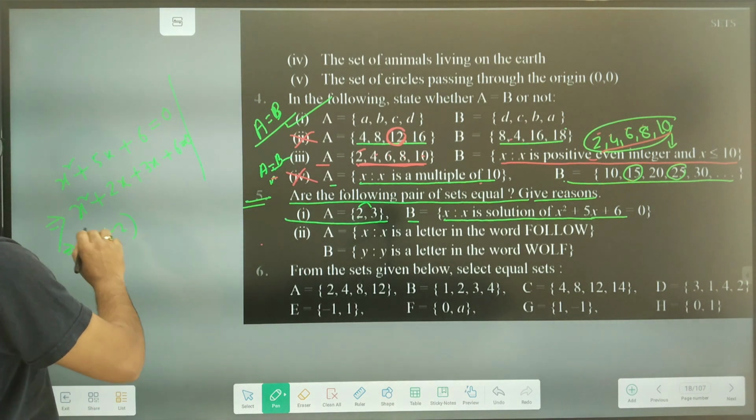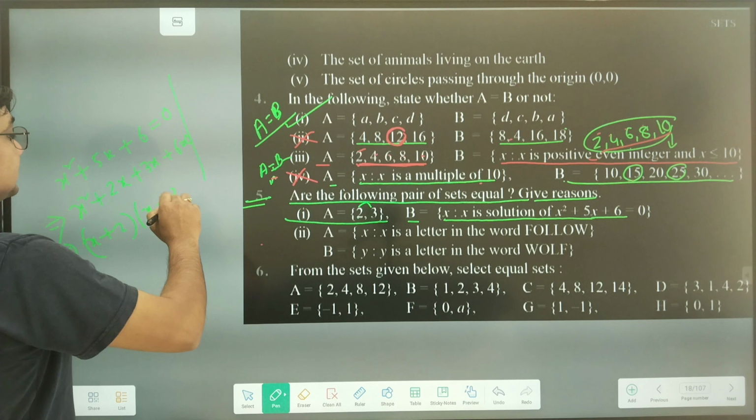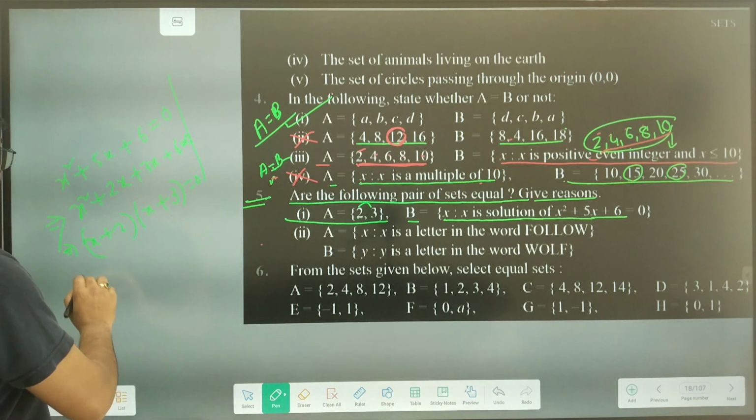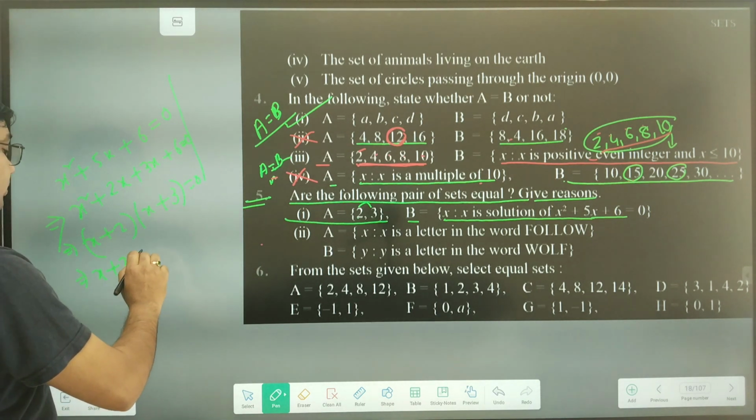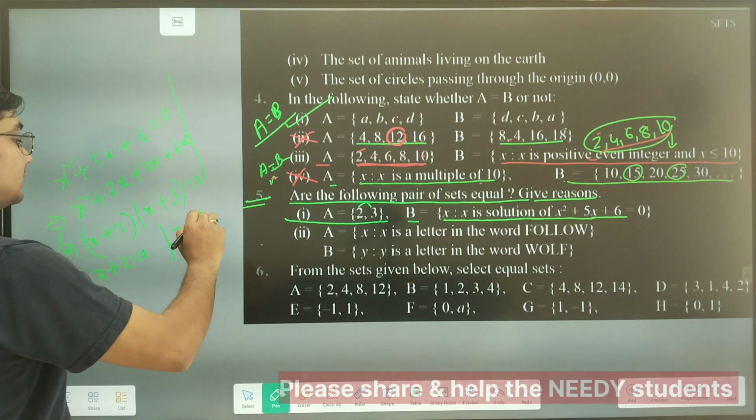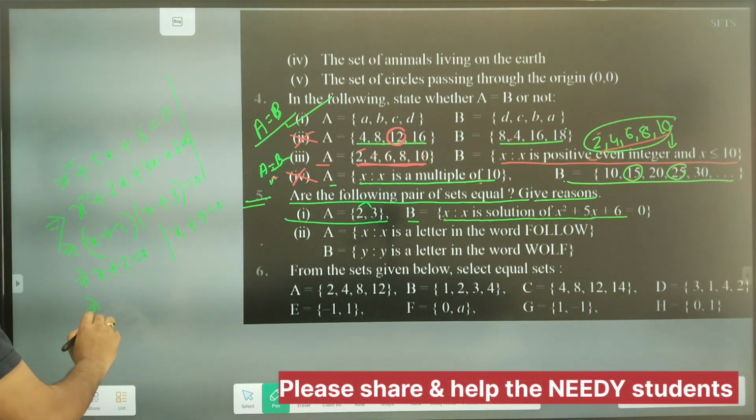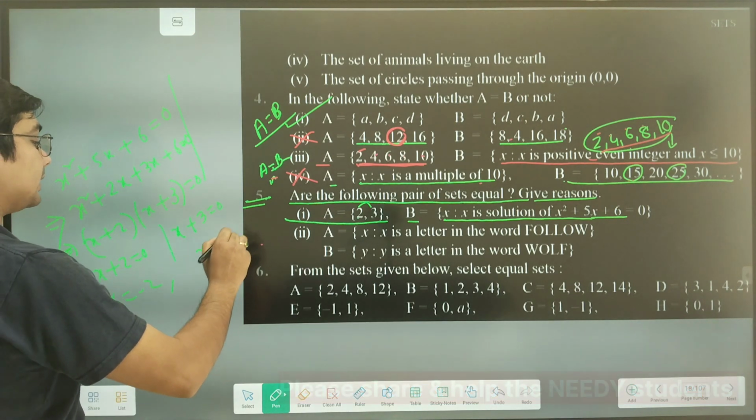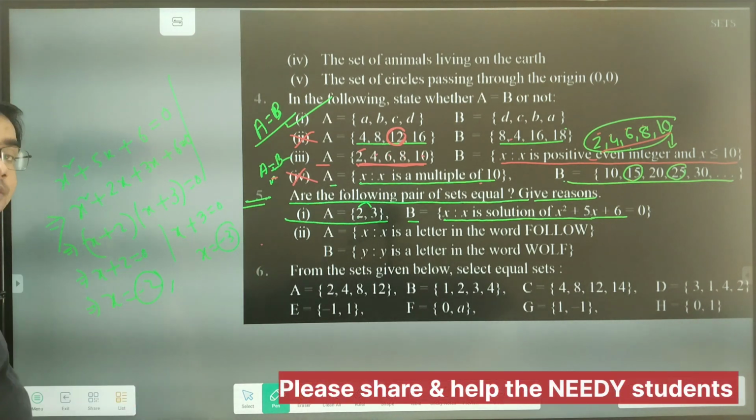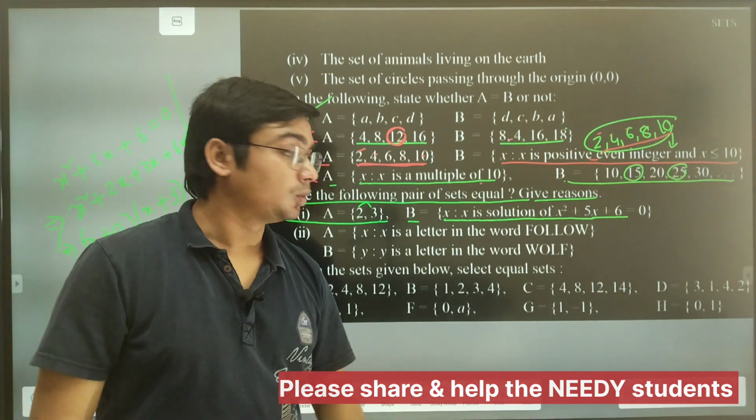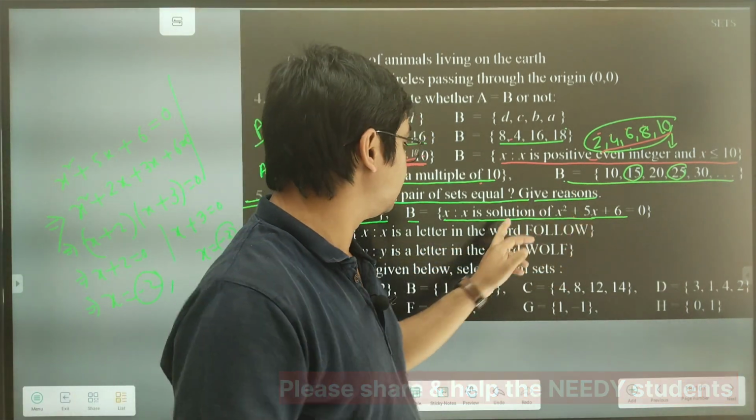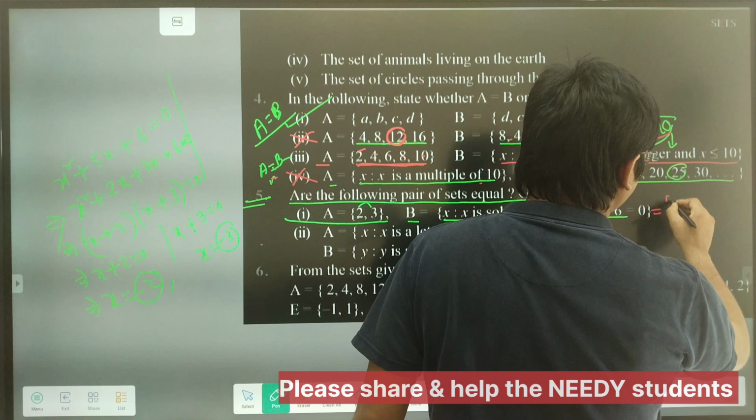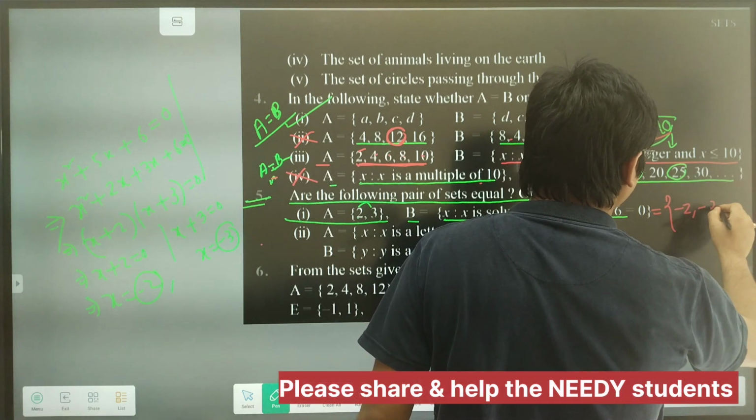So this will be (x plus 2)(x plus 3) equal to 0. So from here x plus 2 equal to 0 and x plus 3 equal to 0. So x will be minus 2 and x equal to minus 3. That means minus 2 and minus 3 are the solutions of this equation. That means set B will contain minus 2 and minus 3.